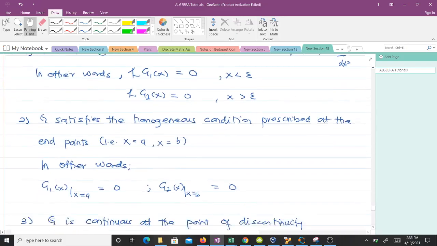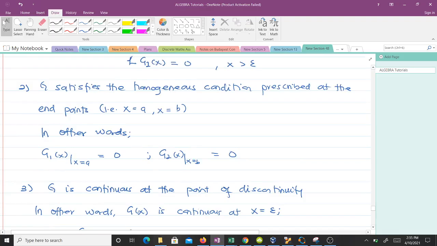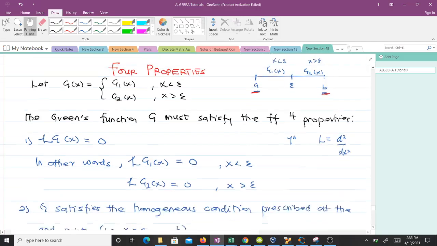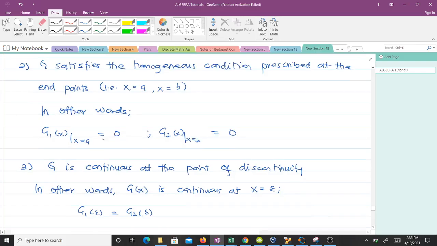The second property says that g satisfies the homogeneous conditions prescribed at the endpoints. The point a and the point b are the endpoints. At the first endpoint, g1 of x has to be 0, and for the second one too, at the endpoint b, we have to get 0. So that's the second property. Don't worry, as we solve questions with it, you will understand.